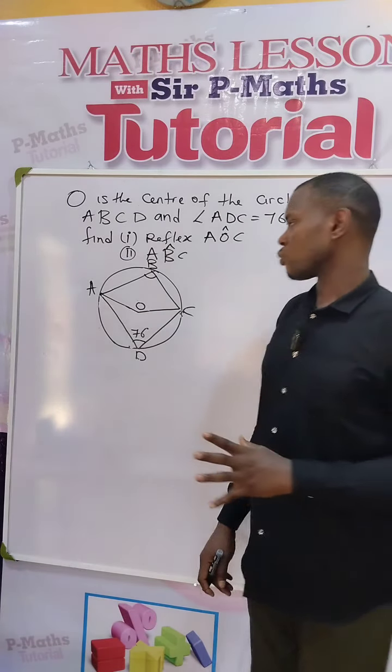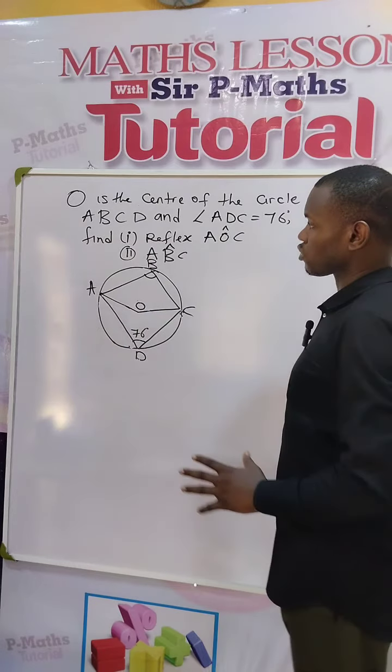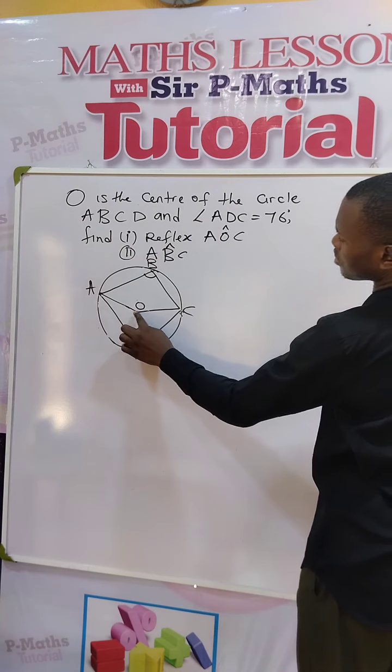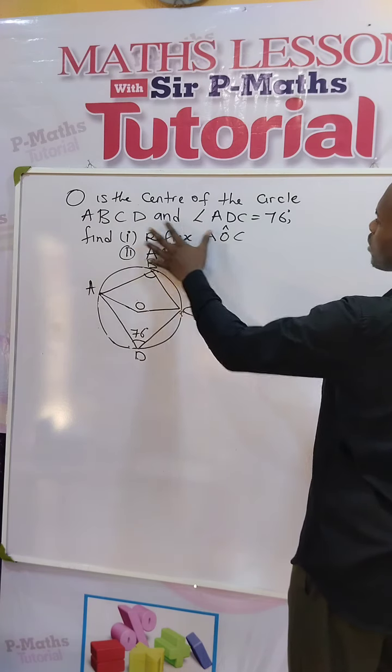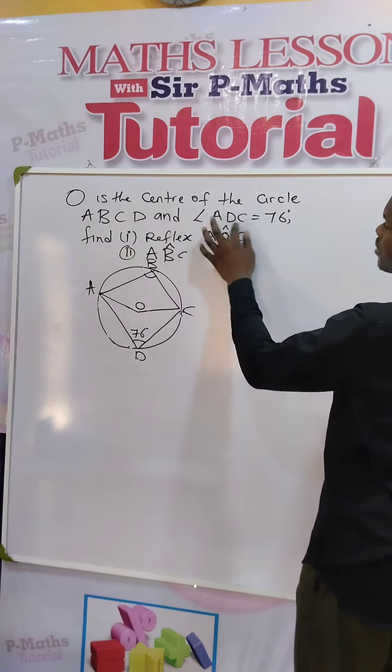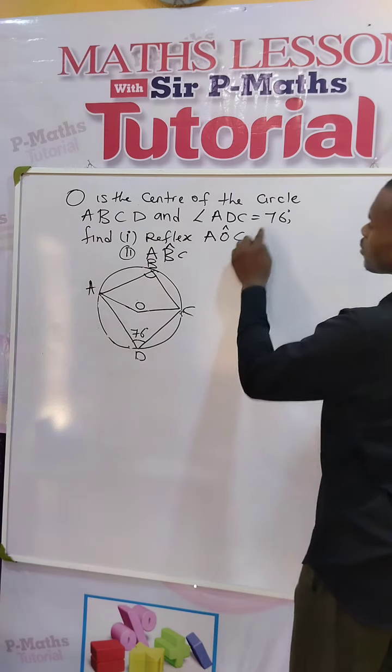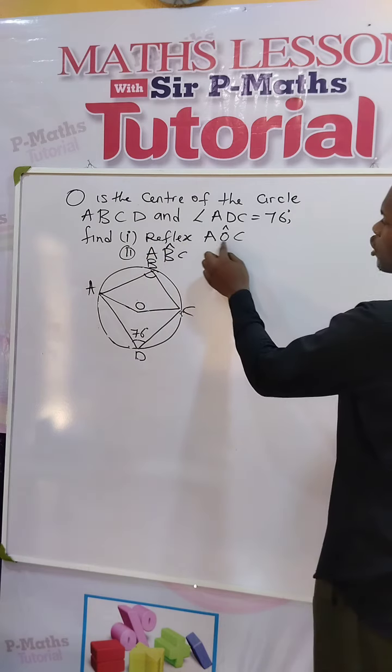In our lesson today, we want to solve this circle geometry question we have on the board. So we are given that O is the center of this circle. This is the center. And then we are asked to find AD. Okay, we are given ADC to be 76. ADC is 76. Then we are asked to find the reflex of AOC.